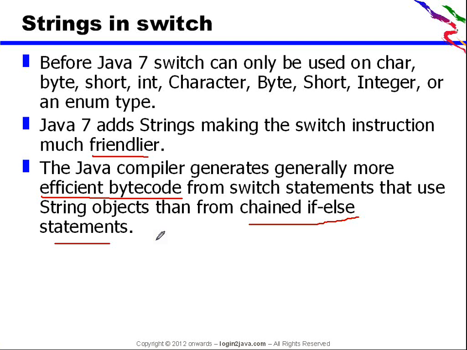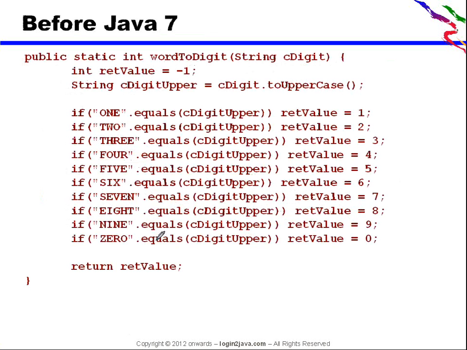Just look at this example. This is what developers used to do before Java 7. This is a simple method that converts a word to a digit. Suppose you pass a string over here, say ONE. This condition holds true and it will return the numeric digit 1. So there is a list of around 10 ifs. This is till Java 6.